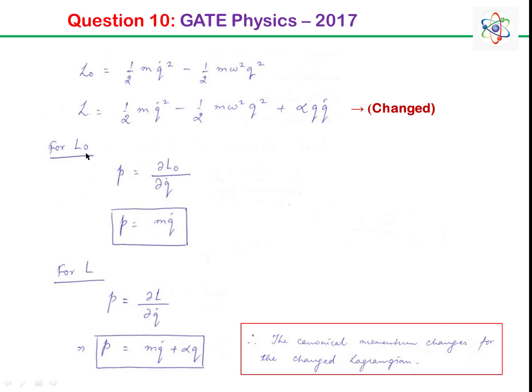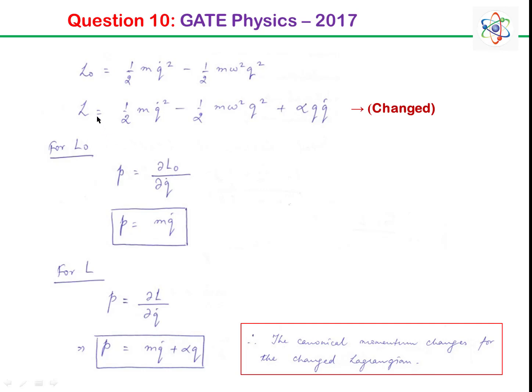So for this L naught, my canonical momentum P becomes ∂L0/∂q dot. So I can find out this P by differentiating this L naught with respect to q dot. By differentiating, I see that it becomes half m 2 q dot minus 0, because we don't have a q dot over here. So the canonical momentum P for this Lagrangian L naught comes out as m q dot.